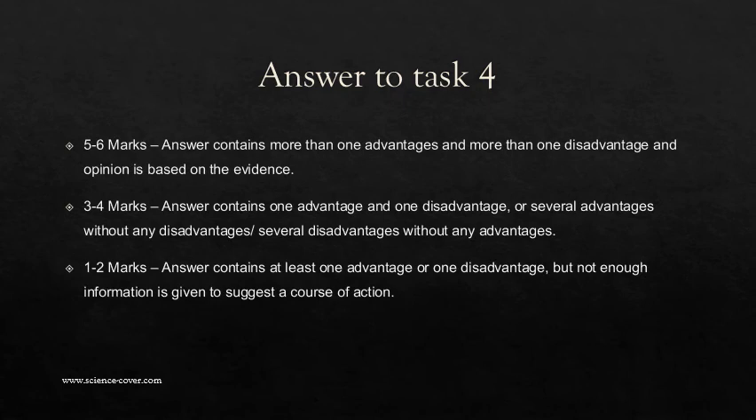For 3 to 4 marks, the answer must contain at least one advantage and one disadvantage, or several advantages without giving a disadvantage, or several disadvantages without giving an advantage. To score 5 or 6 marks, the answer must contain more than one advantage and more than one disadvantage, and give an opinion based on the evidence.